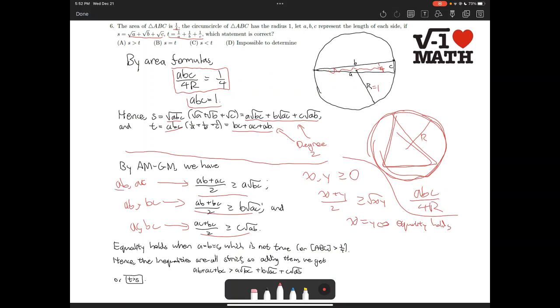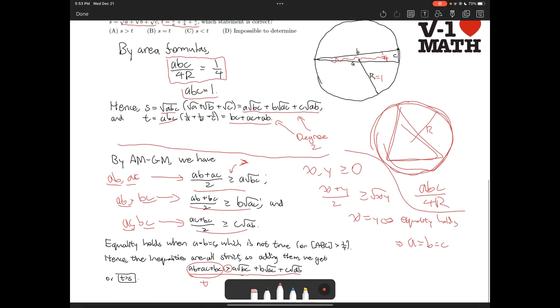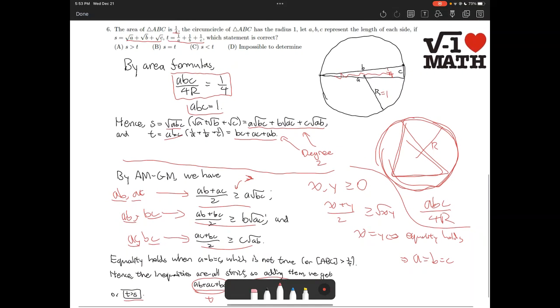In this case, equality cannot hold for all three of these, because if it did, then we would have A equals B equals C, which would mean that either the area is greater than 1 over 4 or the radius is less than 1, or both. Hence, at least one of these inequalities is strict. And so the final expression that we get after we sum all three inequalities will be strict. And notice this is equal to t, and this is equal to s. Hence t is greater than s, which gives us answer choice C.